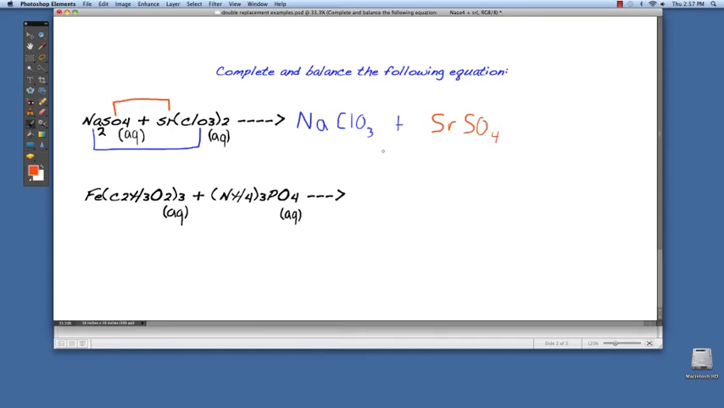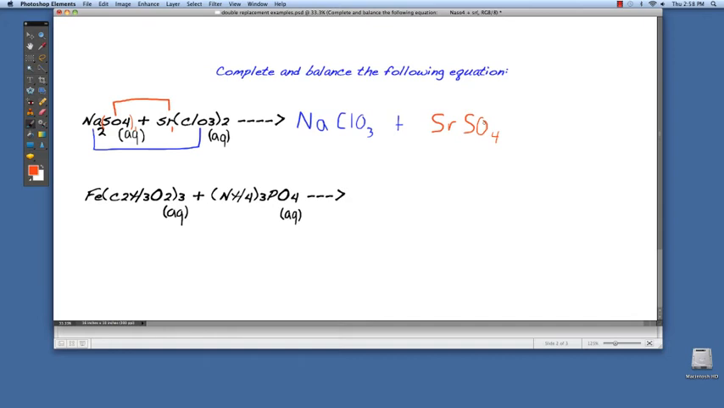Now, a lot of students like to ask me, why did I bring over this little 4 when over here it doesn't look like it's on the inside of parentheses? But you have to remember that there's actually an invisible 1 surrounding that sulfate, in the same sense that there's an invisible 1 below the strontium. So really, all I'm doing is bringing over the 4 because it's on the inside of the parentheses. So you would end up with something like sodium chlorate and strontium sulfate.